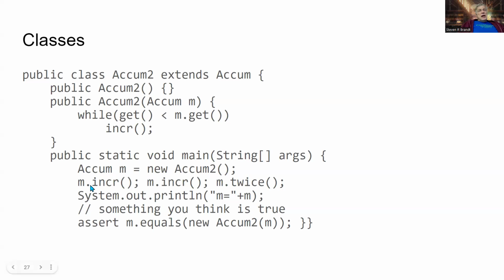Anyway, this logic is the same as the previous slide: m.anchor, m.anchor, m.twice. This raises m to 4, and so m will print 4. But here, the assertion is going to be true because instead of saying new Accum2 with nothing inside here, I'm putting an m, and that m is going to increment until I get there. So this shows you a statement where the assertion is true.